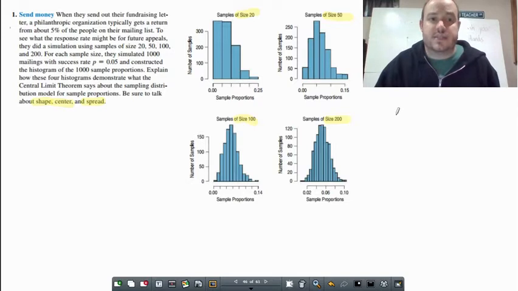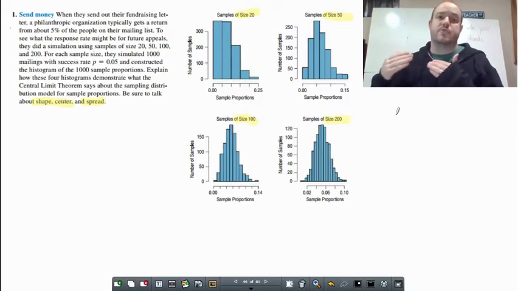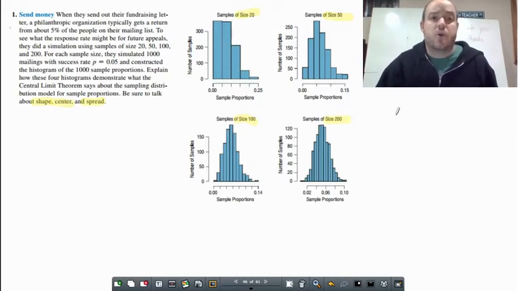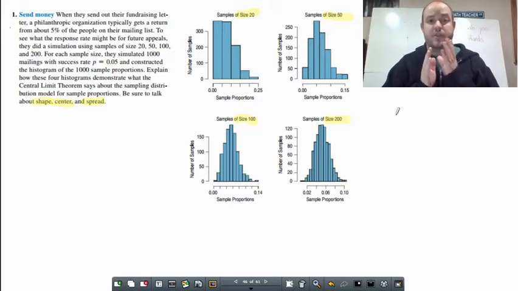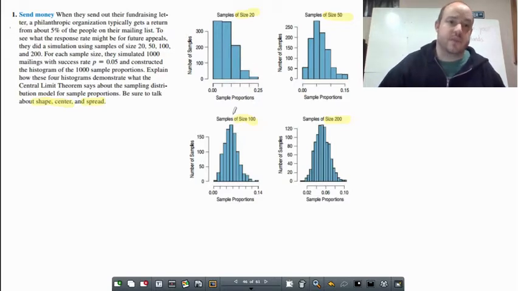So what does the central limit theorem say? Remember, the central limit theorem kind of talks about the idea of if you're taking samples over and over and over again for proportion, we would expect that as long as the conditions are met, that our sampling distribution would have a mean that is focused around the true proportion, so in this case 5%, and it says that the distribution itself should look almost like a normal curve. So if we look through this data, how would this prove the central limit theorem?